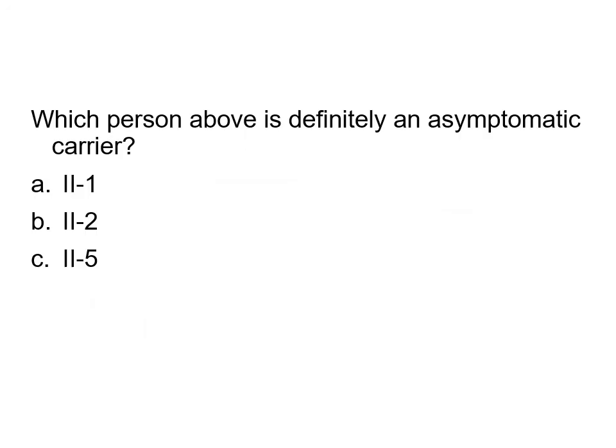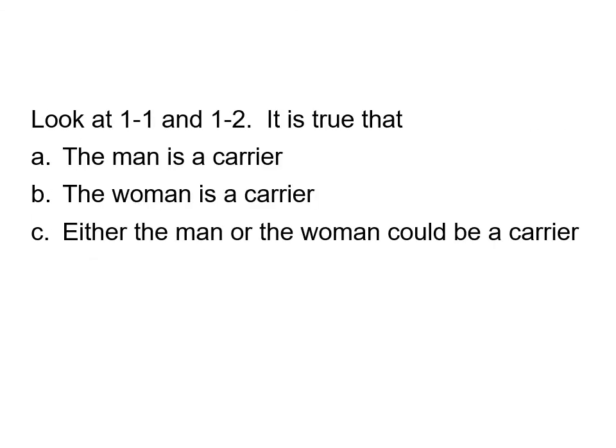Okay, which person above is definitely an asymptomatic carrier? 2-1, 2-2, 2-5. Answer is B, 2-2. Wrong sex. Okay, look at 1-1 and 1-2. Either the man or the woman could be a carrier. So either one could, more likely the man.